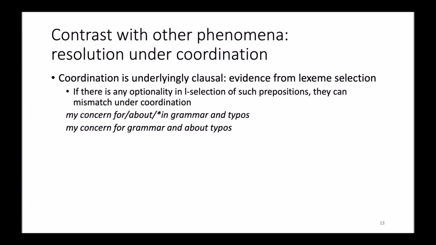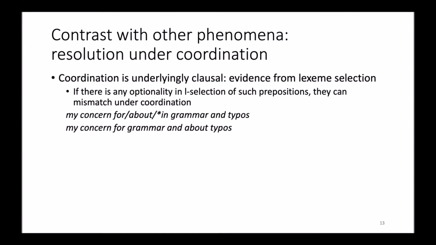So a noun like concern can select for either the preposition for or the preposition about, but not other prepositions. So it's not like it's completely free to select for any preposition. You have to say my concern for grammar, or you can say my concern about grammar. And what we see is that these can also mismatch under coordination. So you can also say my concern for grammar and about typos.